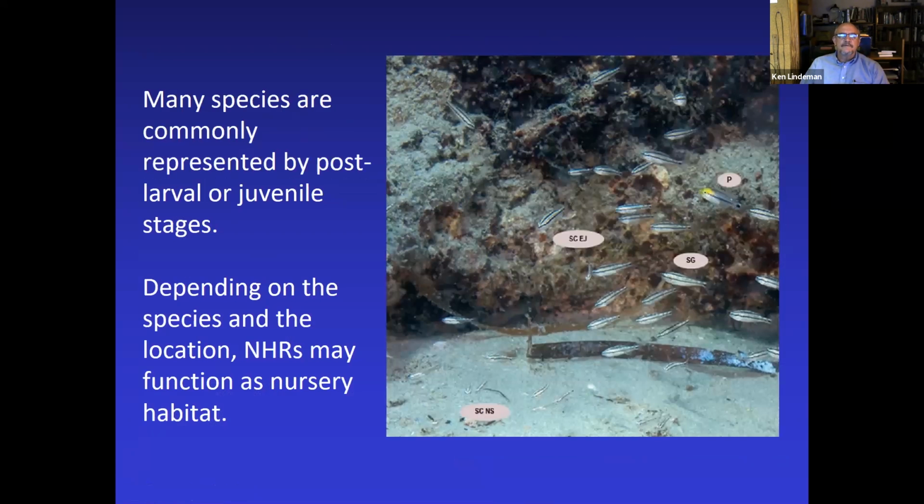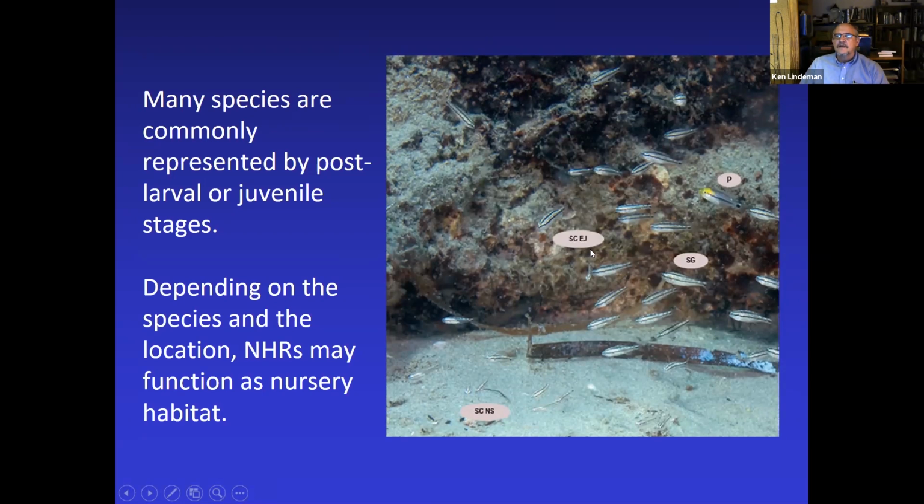Many species are commonly represented by post-larval or juvenile stages. This image right here shows an example of this, and this again is something that you don't see typically, even if you're knowledgeable with these systems. In this case, we've got the newly settled, immediately out of the plankton, sailor's choice newly settled stages. You can see these tiny little fishes here. They're approximately 10 millimeters, about the size of your fingernail, and largely transparent when they settle.